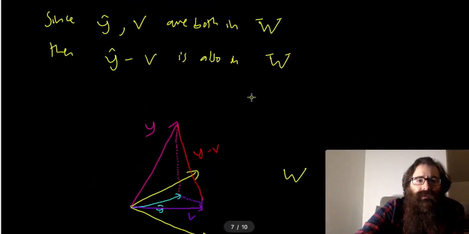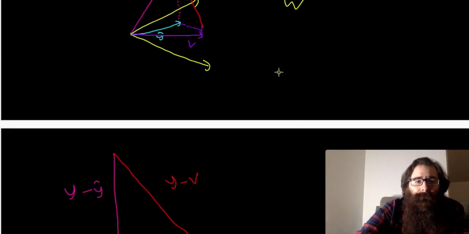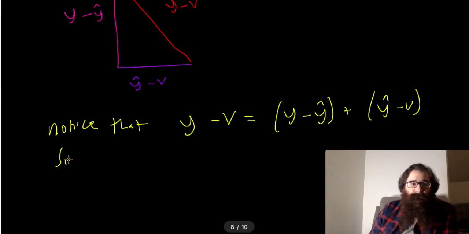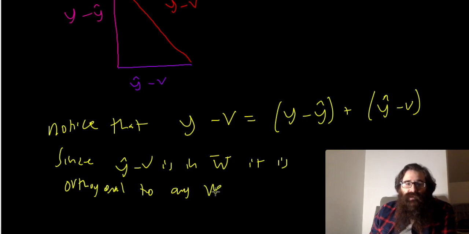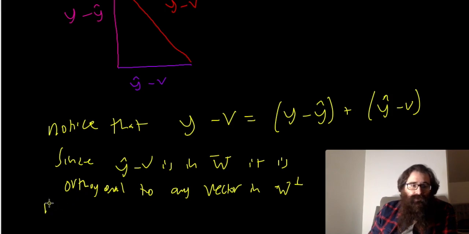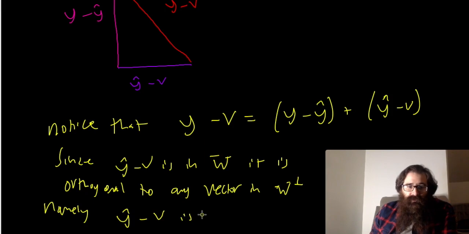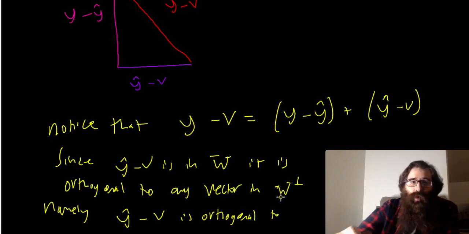But there's one more piece that I want to talk about. We said that this vector y hat minus v is also in W. So since y hat minus v is in W, it is orthogonal to any vector in W perp, namely y hat minus v is orthogonal to y minus y hat.